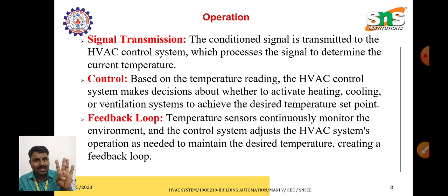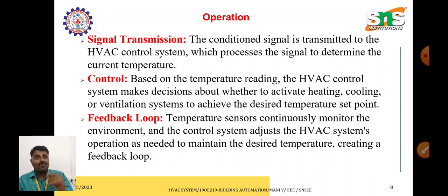And the fourth one, transmission. The converted electrical signal has to be transmitted from the signal conversion stage to the control unit. That is signal transmission. And the fifth one is control. Here we have to take the appropriate control action, whether heating, cooling, or ventilation. Based on the temperature changes, if the temperature is increased, we apply cooling. If the temperature is decreased, we apply heating. So we have to take the necessary control action.